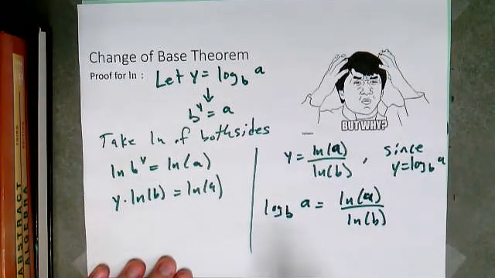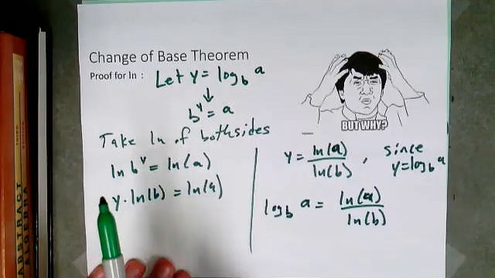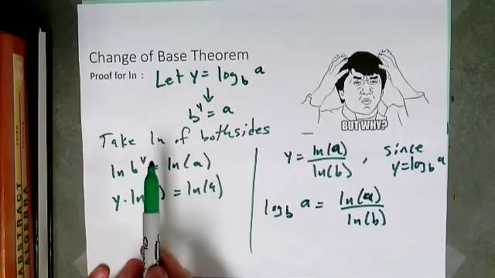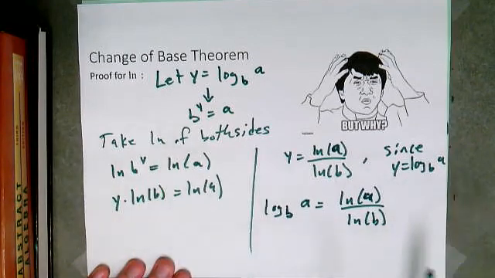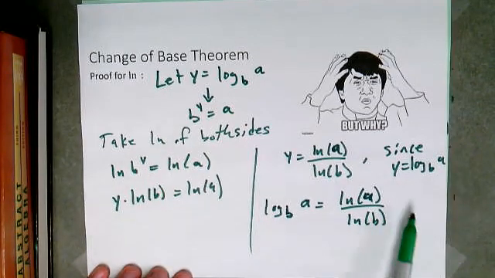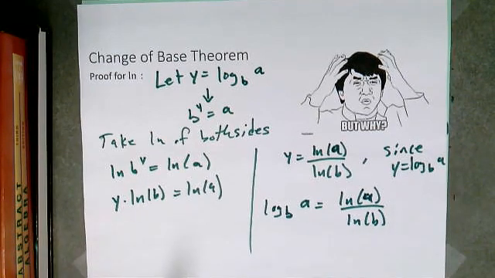Okay. We didn't have to take the natural log. We could have taken the regular log. We could have taken log base 3, log base 4, log base Fred, so long as it's positive and not equal to 1, right? It doesn't matter, but this is a nice, quick, easy way of showing that change of base theorem works. It looks weird, but it works.